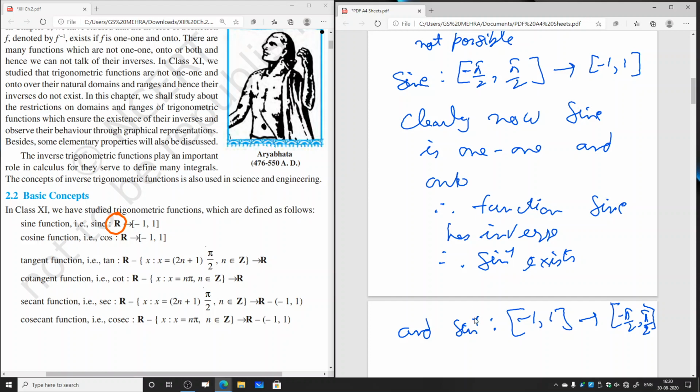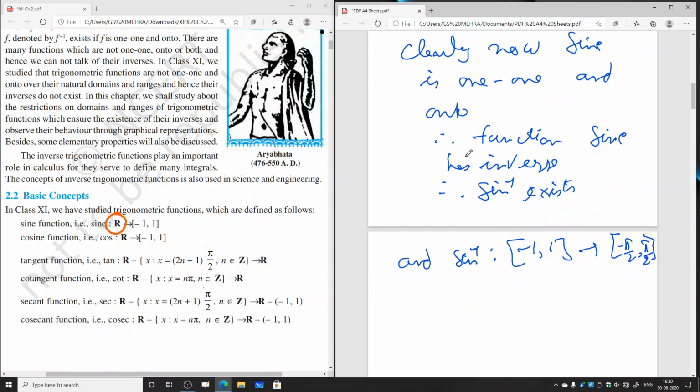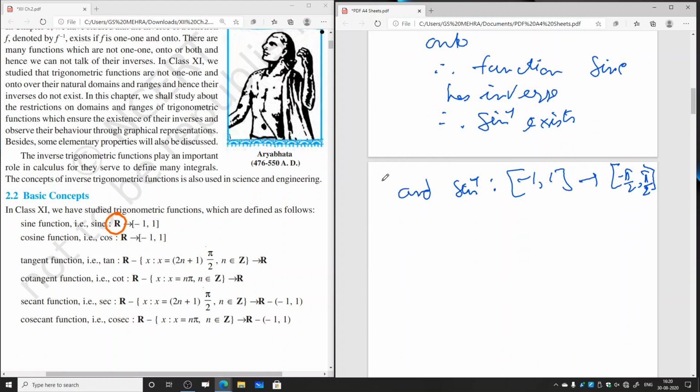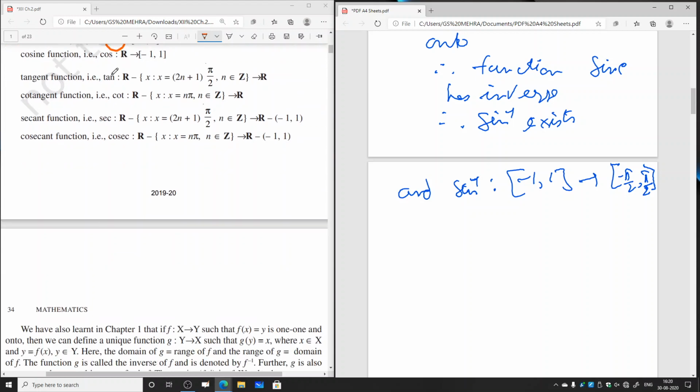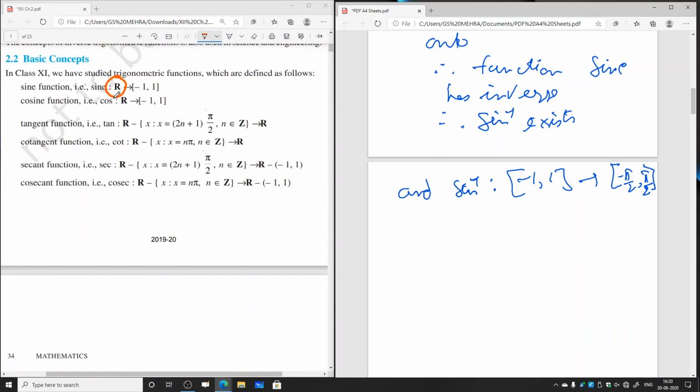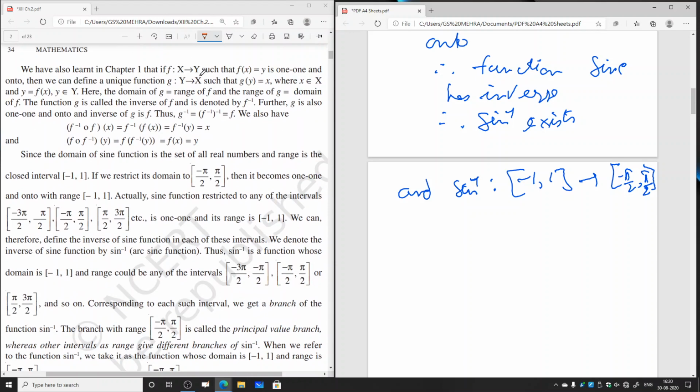That is, now our domain is the closed interval -1 to 1, and the codomain is the closed interval -π/2 to π/2. Now we have seen that in the original sine function, the domain is R. That means it is infinite. So we can break this R into many parts such that it can be made into a 1 1 and onto function, and we get the inverse function for that.